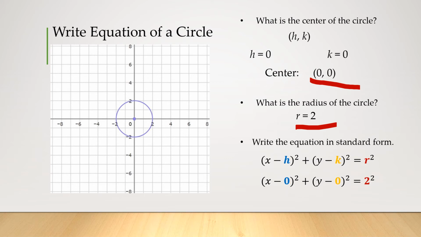Anytime you're subtracting a 0 from a number, you end up with that same number. So x minus 0 is x, so that's x squared. Y minus 0 is y, so that's y squared. And 2 to the second power is 4. So our final equation would end up to be x squared plus y squared equals 4.